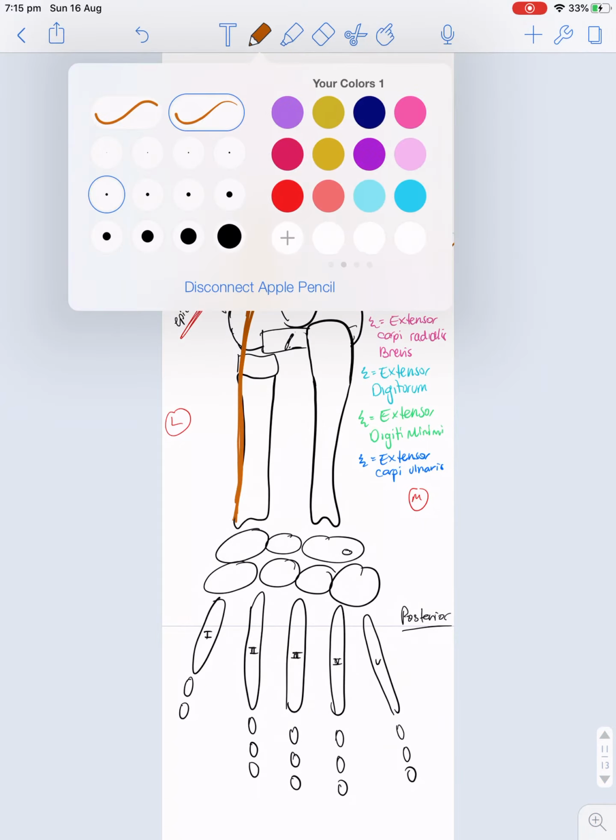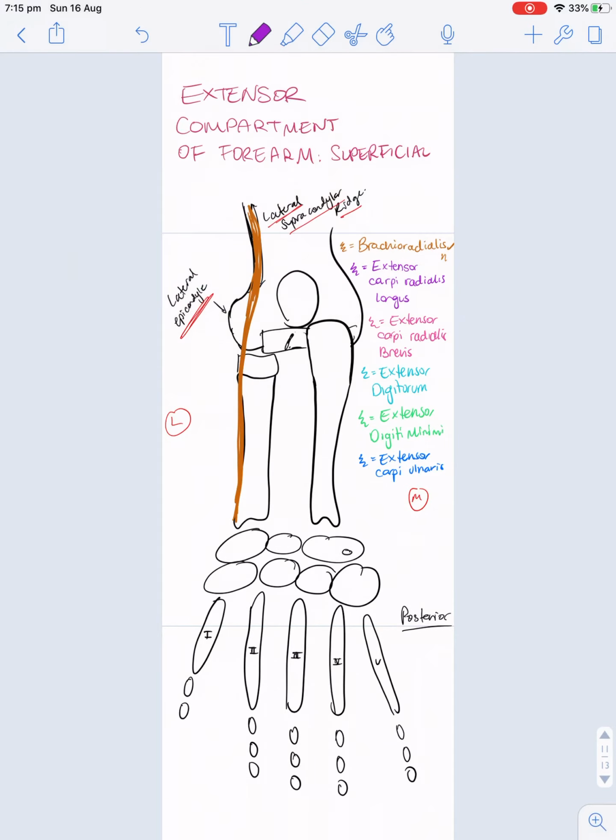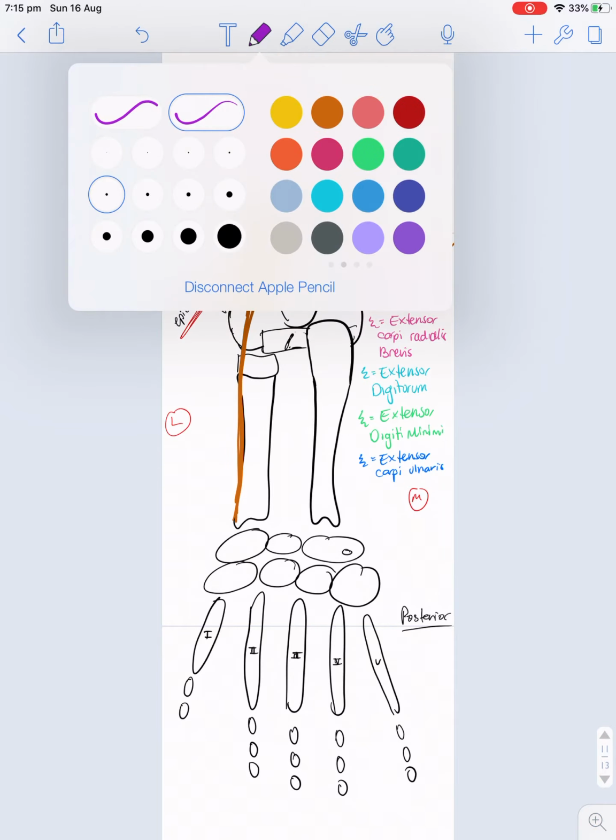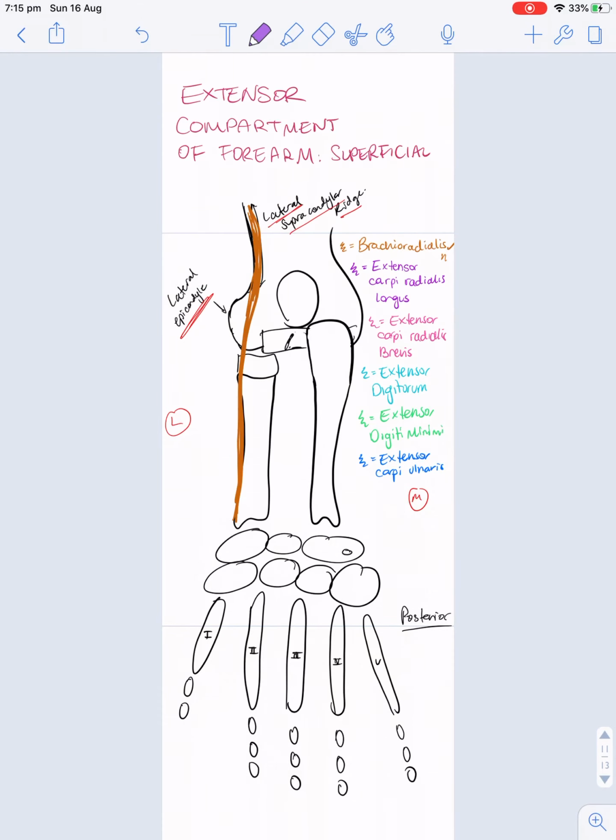Next up, we have our extensor carpi radialis longus. And if we compare it to the name of the muscle below, extensor carpi radialis brevis, our longus is going to be the longer version of the muscle. It's going to come from a higher point. So this is going to be from the lateral supracondylar ridge, okay? And then the extensor carpi radialis longus will insert into the base of the second metacarpal, like so.